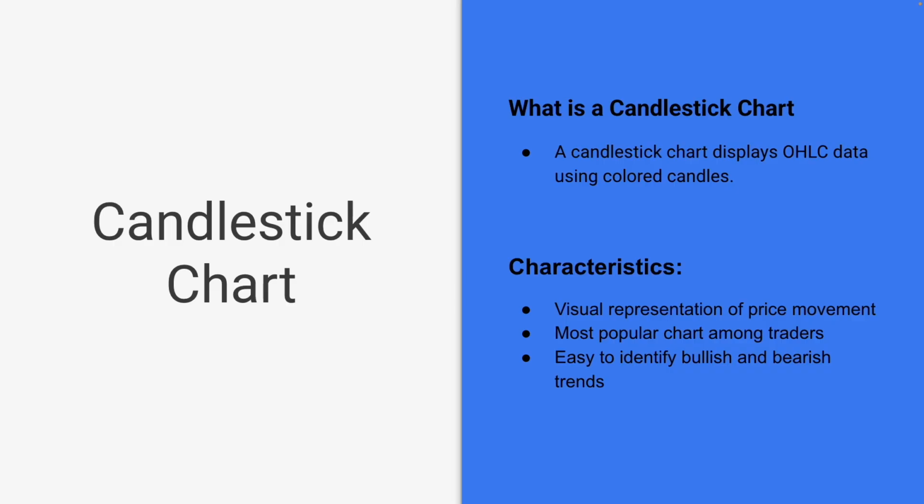Moving to the next on the list, it's the candlestick, and this is my favorite chart. So what is a candlestick chart? A candlestick chart displays high, low, open and close data using colored candles. It helps investors quickly identify the overall condition in the market. The characteristic of the candlestick chart is its visual representation of the price movement, and it is the most popular chart among traders. It's easier to identify the bullish and bearish trend.